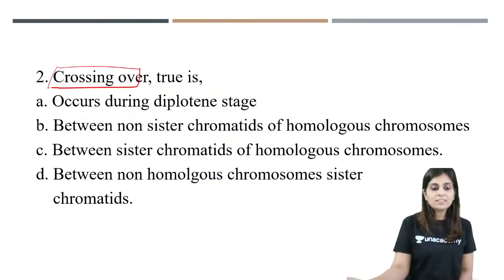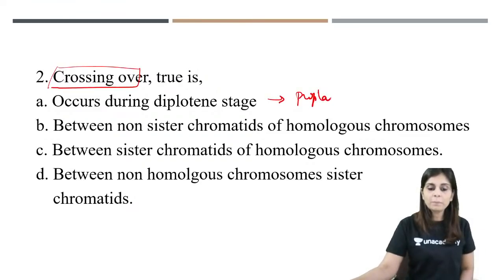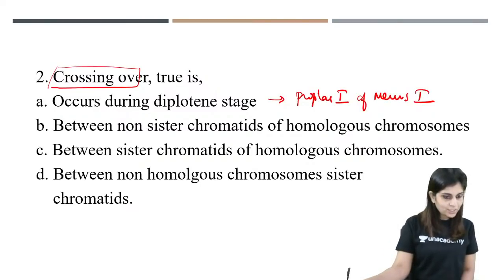Crossing over true is. Does it occur during diplotene stage? Does this ring a bell? You must have learnt about this in your first year, right? First year or in your school. Leptotene, zygotene, pachytene, diplotene, diakinesis stages. All these happen in prophase 1 of meiosis 1. So does it happen in diplotene stage?